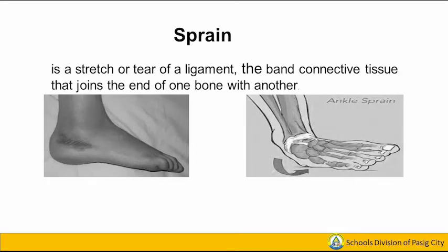Sprain is a stretch or tear of a ligament, the bone connective tissue that joins the end of one bone with another. This usually happens during a sports event that includes running, such as in basketball and soccer.